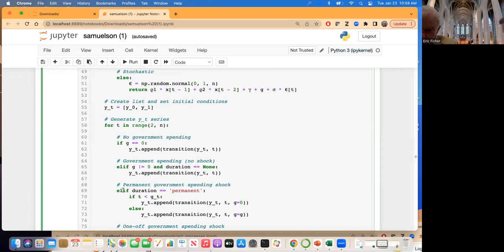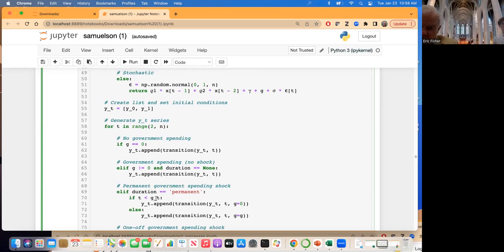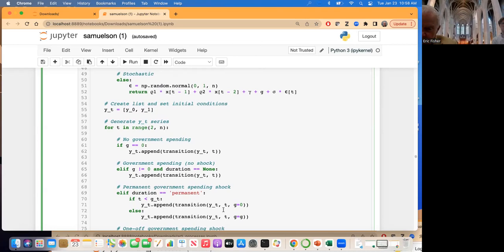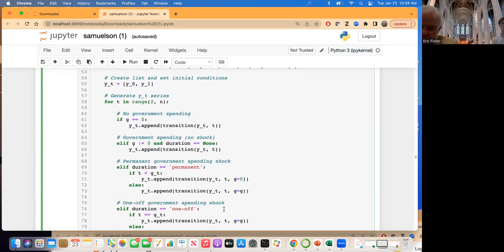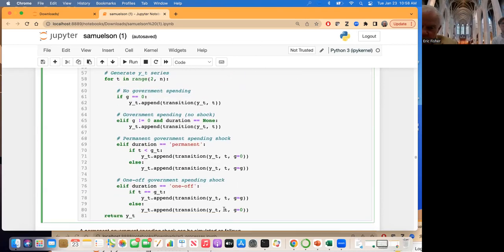All right. Otherwise, if duration equals permanent, then for T less than GT, that's the time the government kicks in, so this would be like 2021 or 2020 for COVID, append G is 0. After that, append what? Your increase in your permanent government shock. And then there is one there.